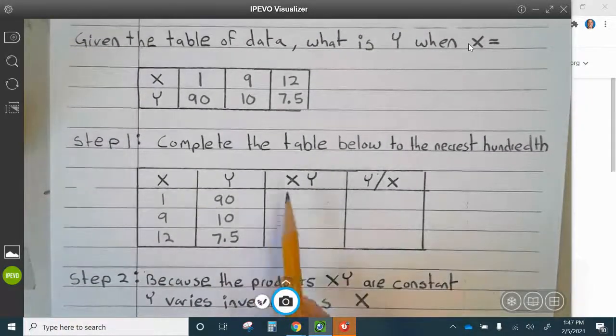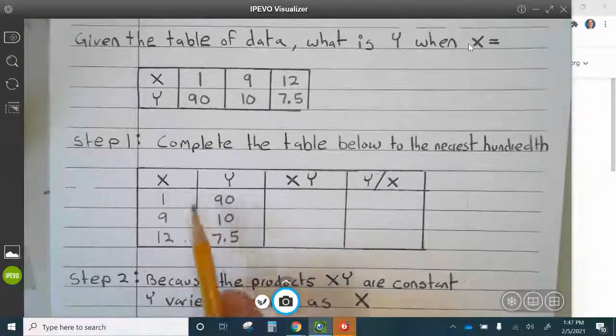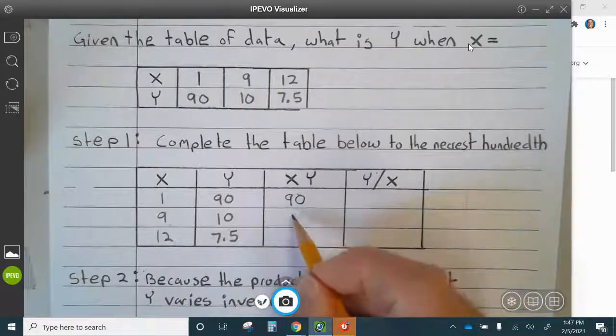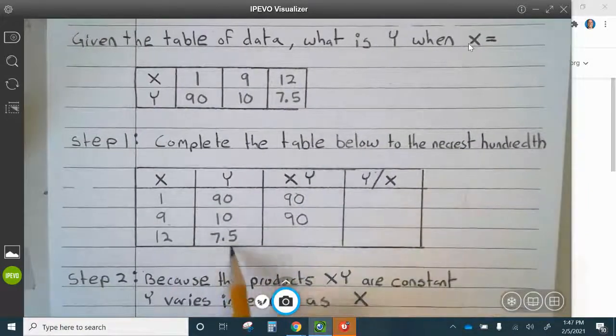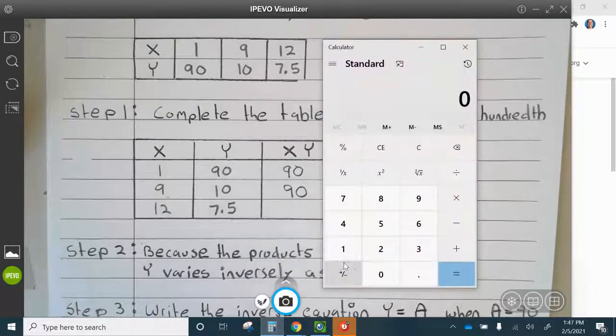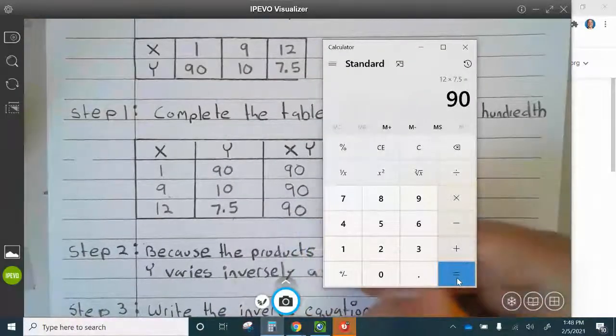So real simple, we have to do x times y. So 1 times 90 is 90. 9 times 10 is 90. And 12 times 7.5, that's pretty simple. It should be 90, but let's check. 12 times 7.5 is 90.